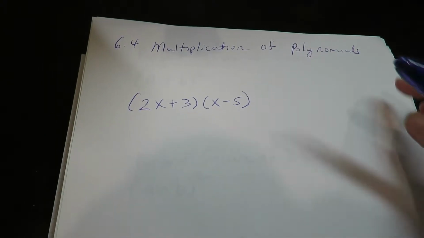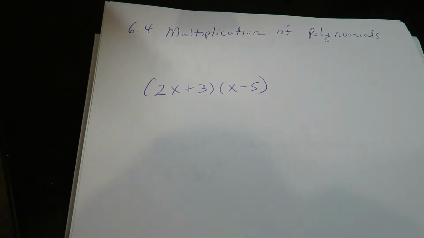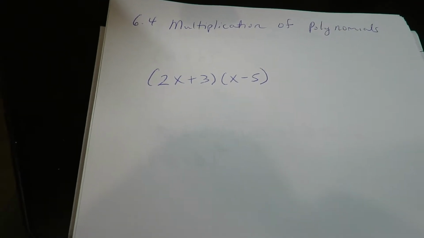Hi Intermediate, this is 6.4. Now we're going to multiply polynomials. Hopefully this is a review as well.